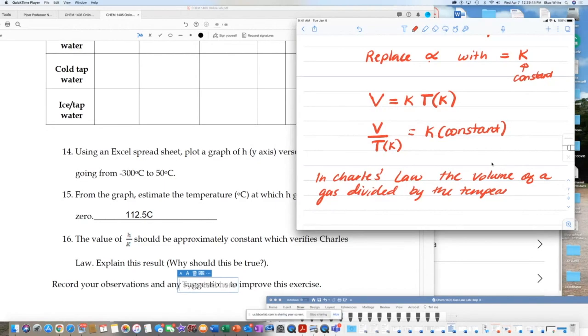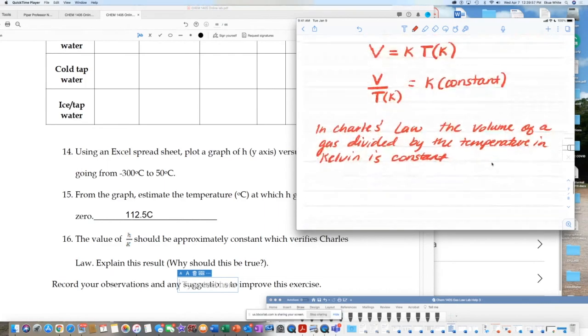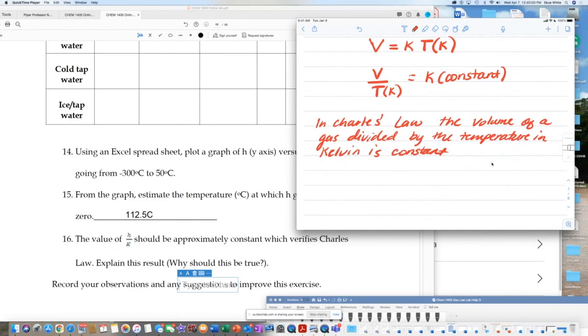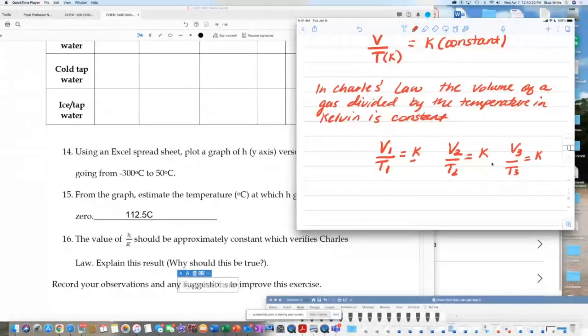If I can spell temperature, temperature in Kelvin is constant. Okay, so because of that, we get this equation. Volume 1 over temperature 1 will give us a constant, right? Volume 2, a different volume, over temperature 2, the same number we had here, constant. Volume 3 over temperature 3 will give us the same number, constant.